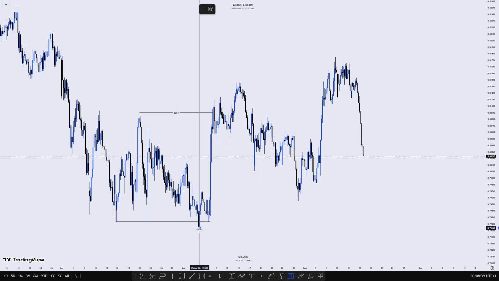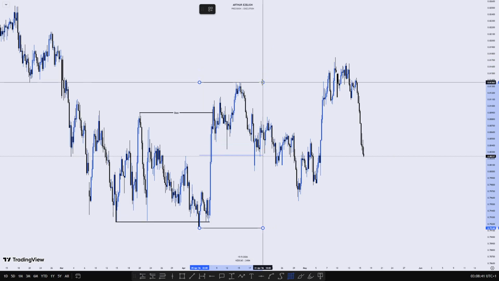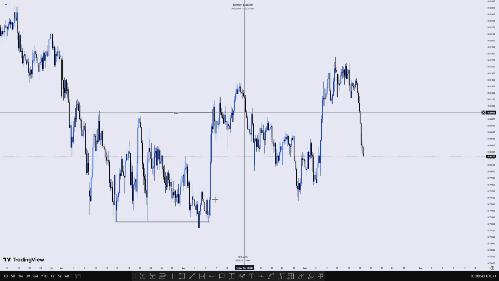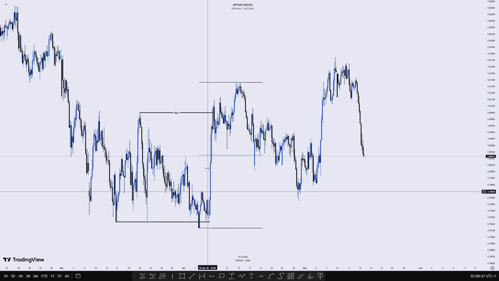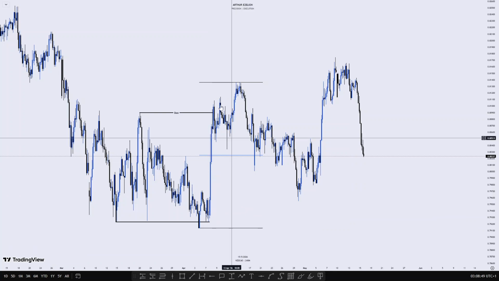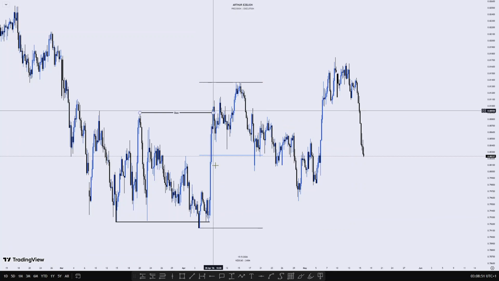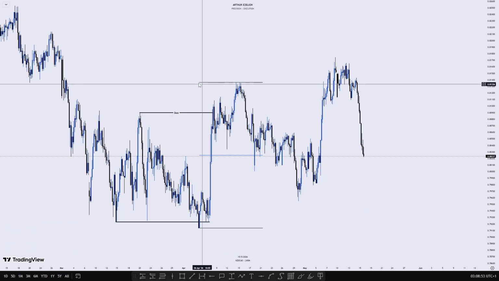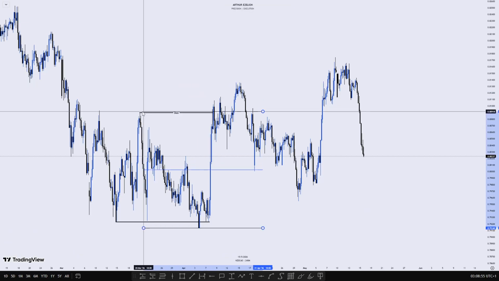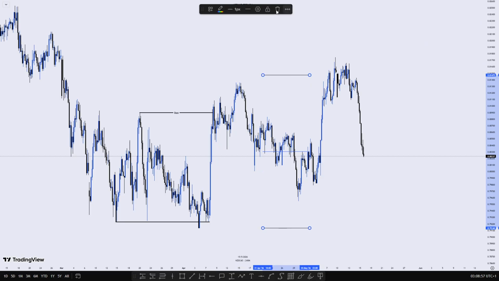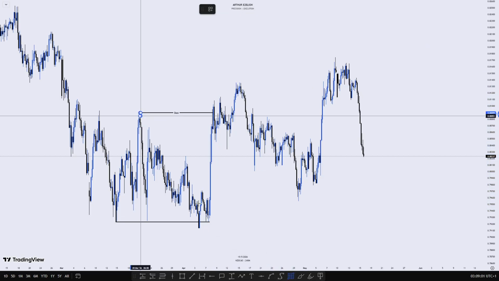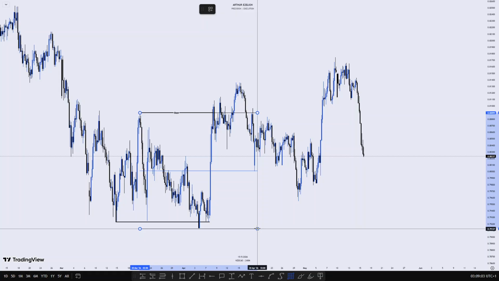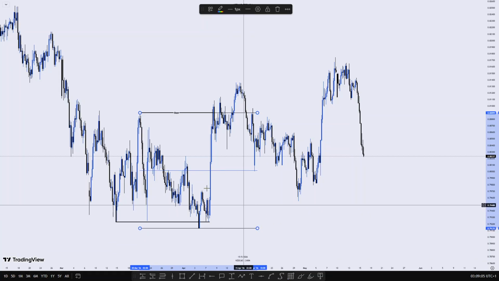I want to mark this range here. But before I mark this range, I will look to see whether there is any liquidity inside this range. Specifically, the liquidity must be below 50%. If you draw this from this low, okay, let me just get rid of this. If you draw this from this break of structure all the way down to this point, the liquidity that I'm looking for must be below this 50%.